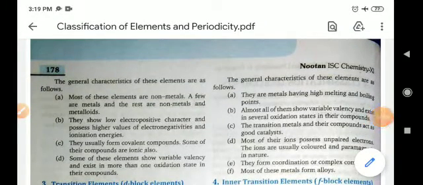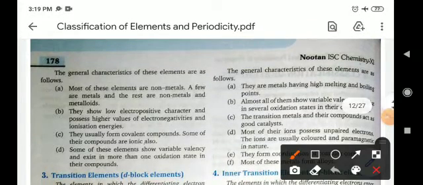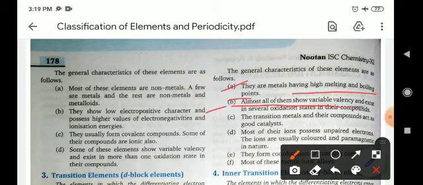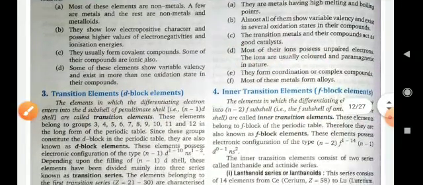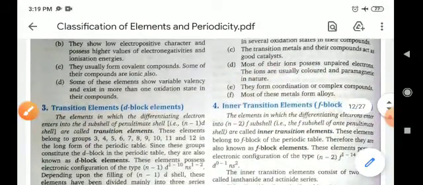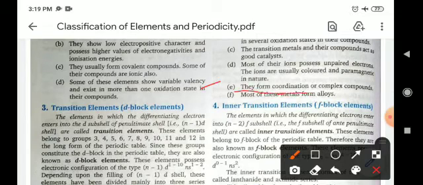Number 1, they are metals and have high melting and boiling points. Number 2, almost all of them show variable valency and exist in several oxidation states in their compounds. Number 3, the transition metals and their compounds act as good catalysts. Number 4, most of the ions possess unpaired electrons. The ions are usually colored and paramagnetic in nature. Okay. Number 8, they form coordination complex compounds, and most of these metals form alloys.